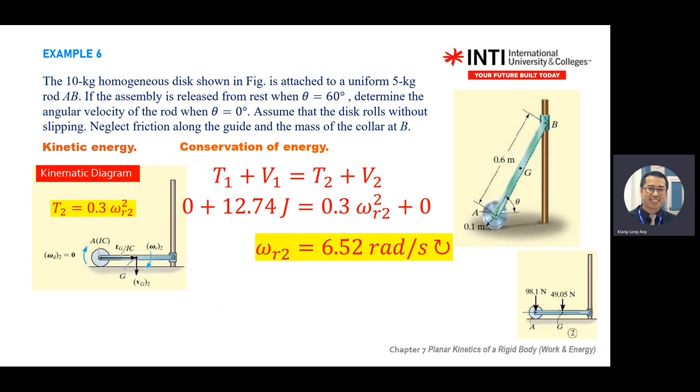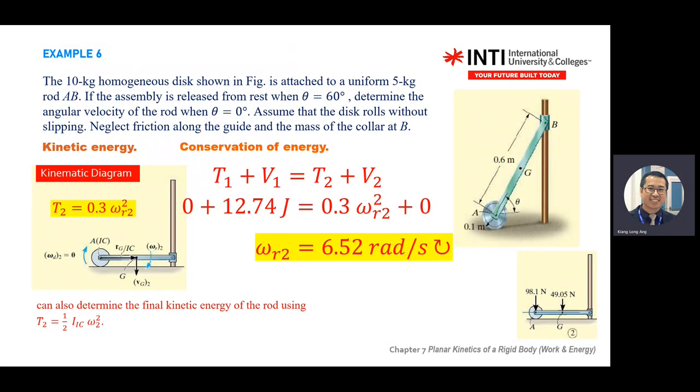Sometimes the question asks for the velocity at center of gravity G when it reaches a certain angle. So when you do revision, try to re-engineer the question and ask yourself, what if I have this situation, how can I solve it? The question won't come out exactly the same as the ones we discussed in the lecture, but we will modify based on what you learn.